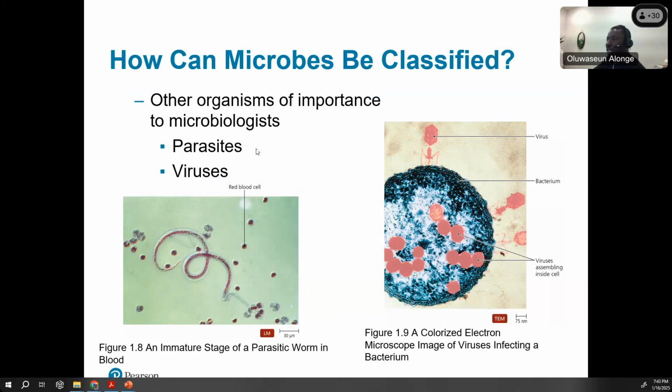Okay. Now, generally we have the microorganisms. We call them microbes. So when you hear microbes, microorganism is the same. We'll be talking about them over time, but some of them are parasites. Some of them we regard as viruses. Sometimes you just see them called parasites, like this worm, which we call a parasitic worm. Then we have viruses as well.